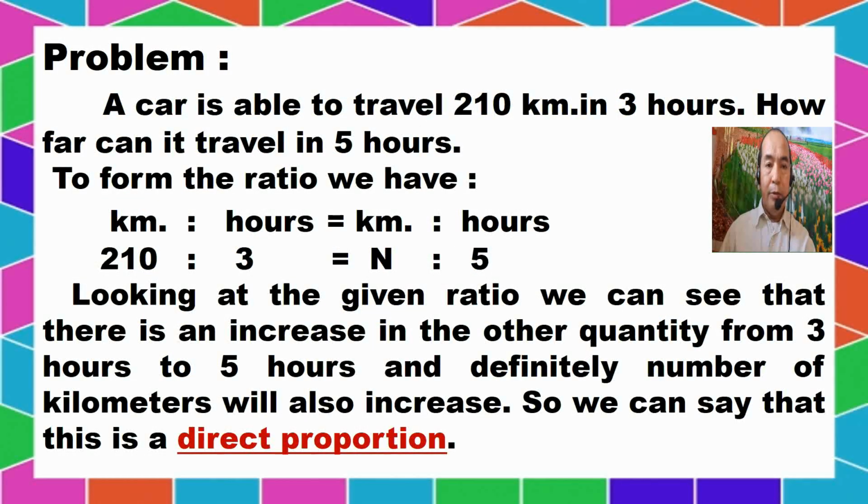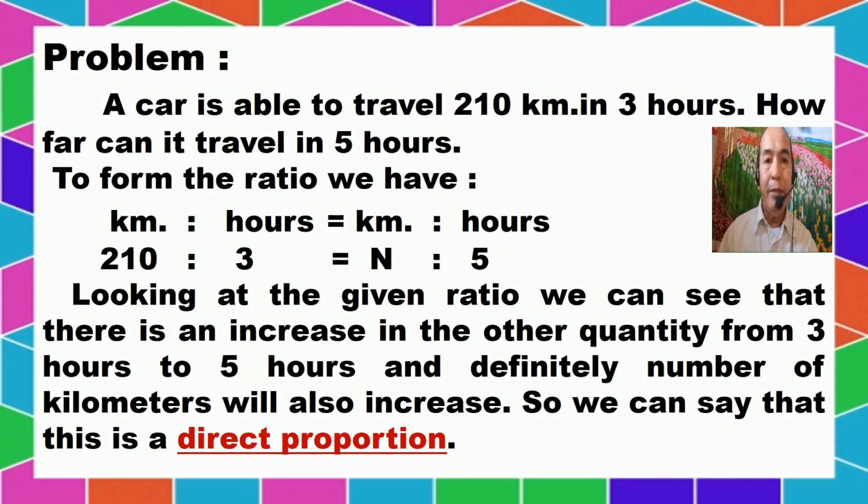Okay, we were now able to formulate the ratio as well as our proportion. Now, let us start identifying the problem. What type of proportion are we dealing with? Looking at the given, we can say that there is an increase in the other quantity from 3 hours to 5 hours.